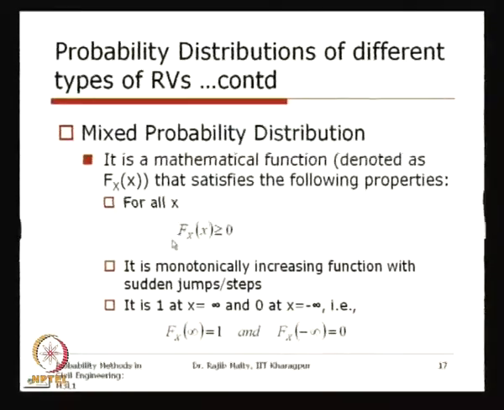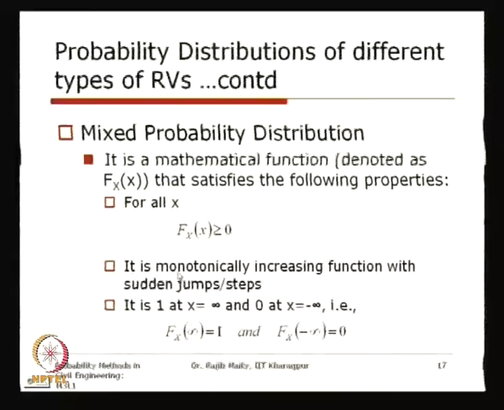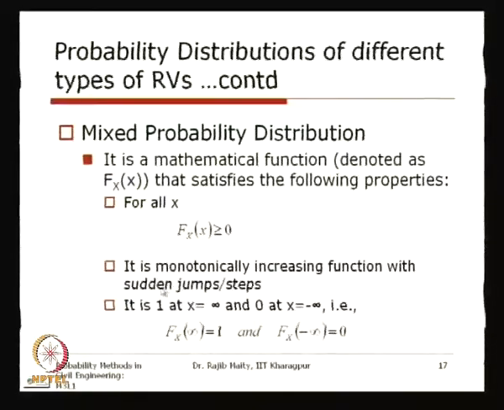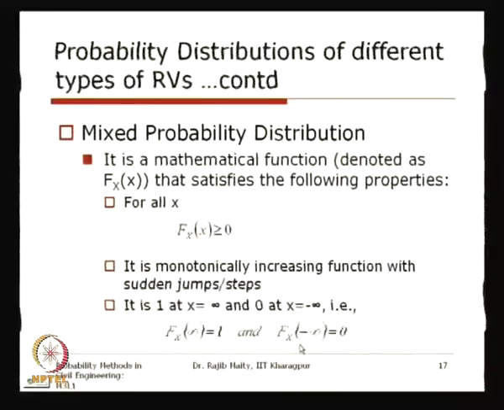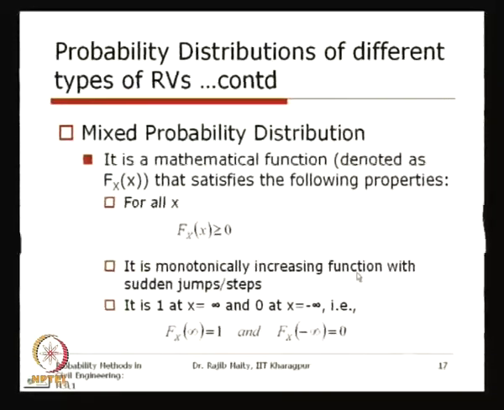The only difference from the continuous case is that it is a monotonically increasing function with certain jumps or steps, and again the third property is the same. Now this is where the difference lies between the continuous probability distribution and this mixed probability distribution.